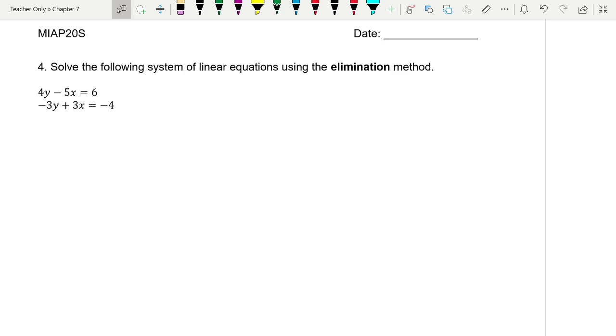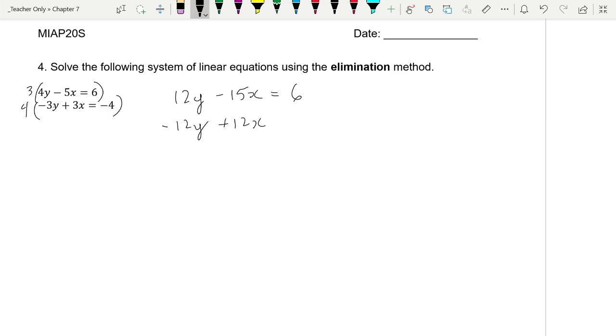So I am going to manipulate these equations so that something will eliminate. I am going to times this equation by 3 and this equation by 4. So that means they'll both have a 12y. Only this one will be positive, this one will be negative. So I can just add the equations together and the y's go away. So 3 times 4y is 12y minus 15x equals 6. 4 times negative 3 is negative 12y. 4 times 3 is 12.